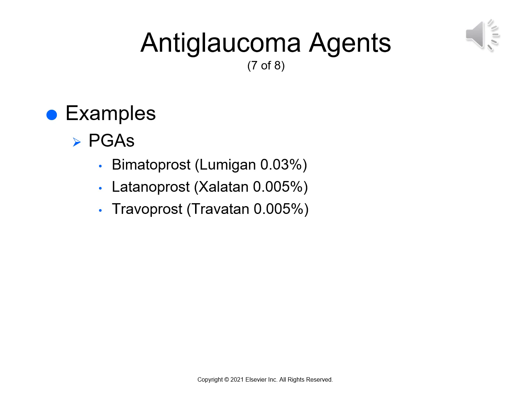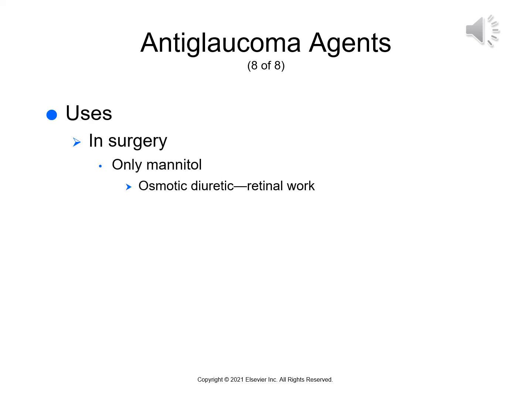PGAs are now the first line of medical treatment for glaucoma. These agents significantly reduce IOP by increasing uveoscleral outflow, which is a different route than the trabecular meshwork. Only mannitol is administered during surgery.